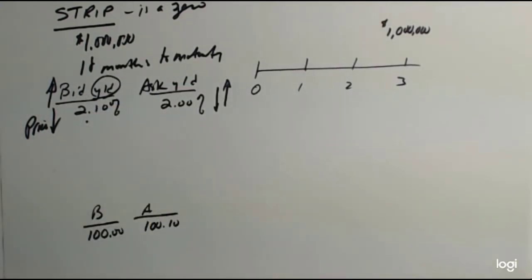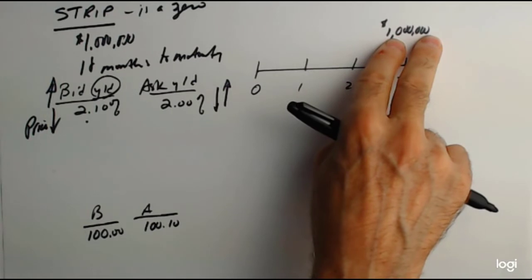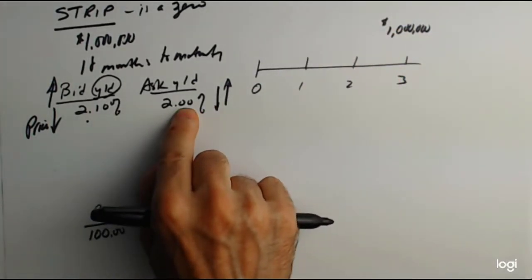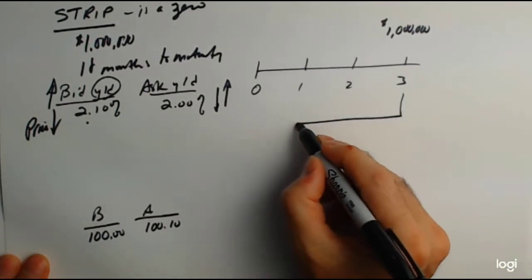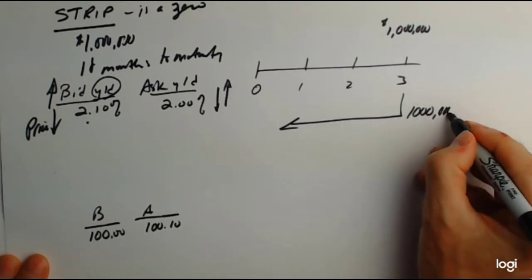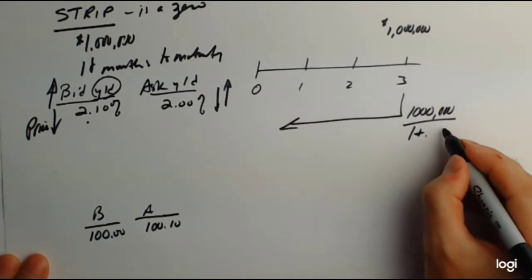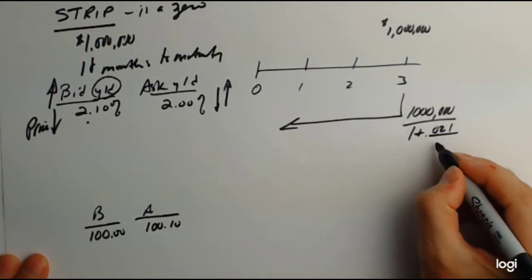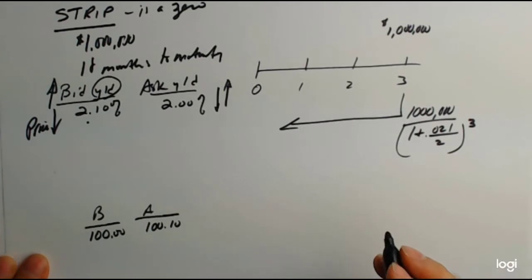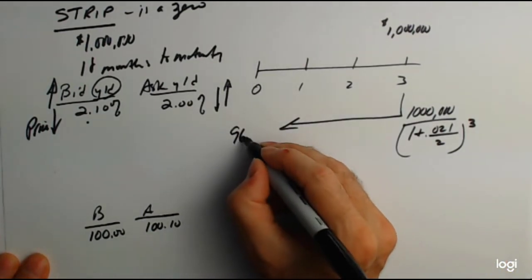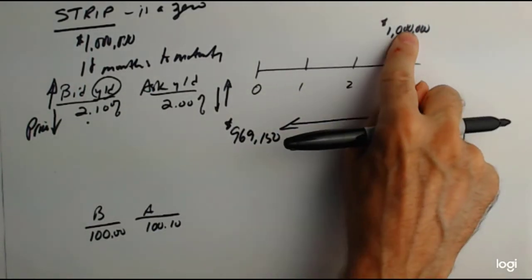Okay, so we can calculate the present value of this strip, which means we're pricing the strip. Let's price it with both yields and see what happens. It's pretty easy. If we take the $1 million and discount it at this number right here, the 2.1%, so it's 0.021 divided by 2, discounted back 3 semi-annual periods, that turns out to be $969,150. So $969,150 is the present value of this strip.